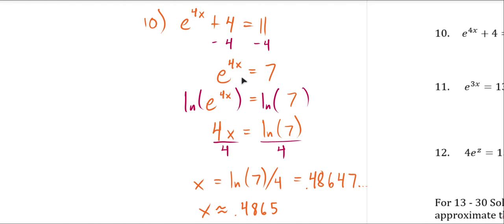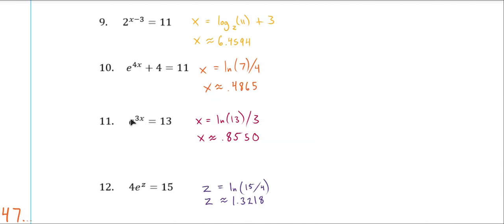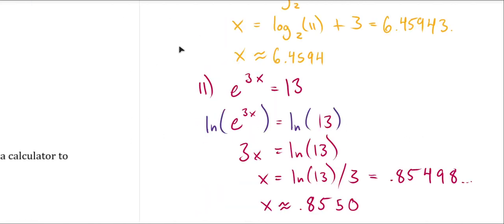Now that the exponential is isolated, we can take the log, base e, or the natural log of both sides, and that's going to cancel the e to the power of and give us 4x, and accrue on the 7 to give us ln of 7. Now to get rid of times 4, we just divide by 4 on both sides to give us this exact answer, ln of 7 divided by 4. This is approximately equal to 0.4865.